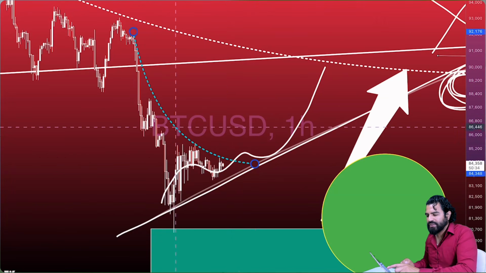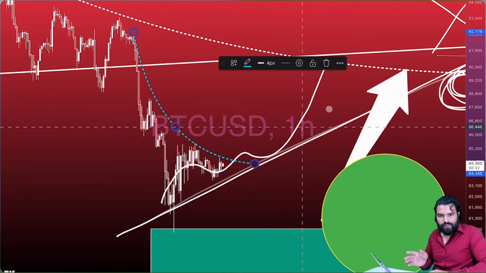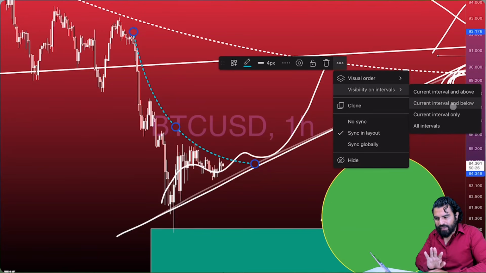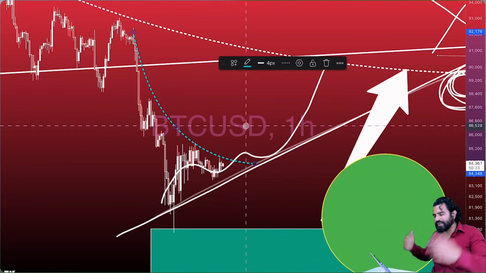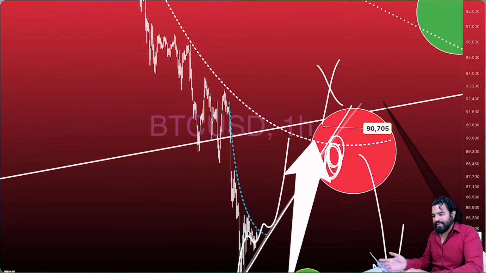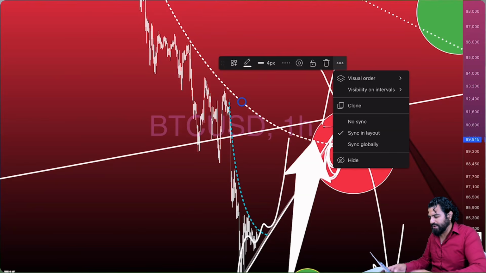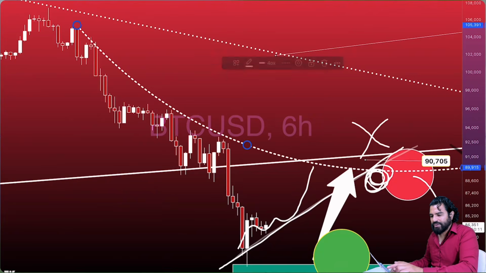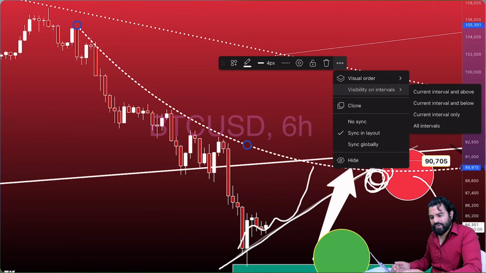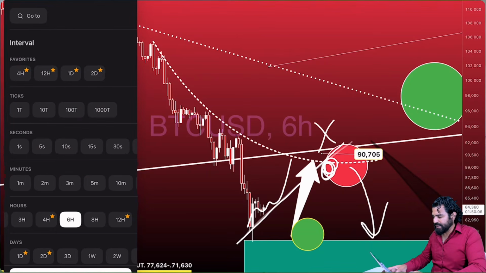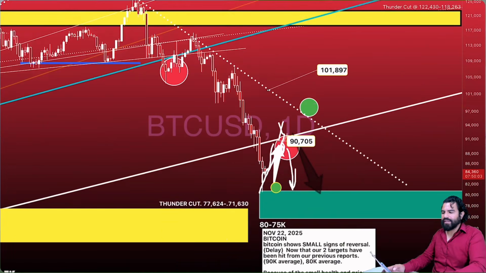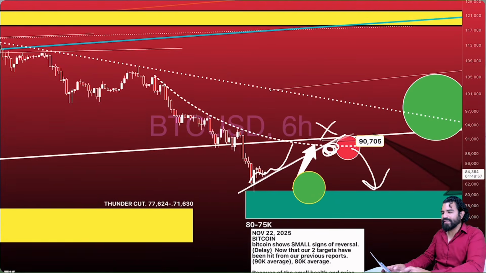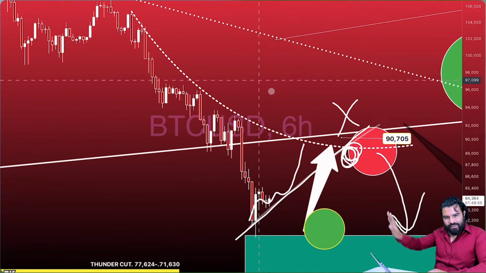When we draw this, make sure you turn on your intervals, the 3 dots, visibility on interval. I want this current interval and below, so that when I show my daily chart, I'm not seeing this line. I really want this on the interval where I drew it, which was the 6 hour. So they don't mess up my chart and I don't get too cluttered. Visibility on interval, current interval and below. Now I go to the daily chart and I won't see those unless I'm intraday trading. All I see is the larger move. But if I go down to the 6 and 1 hour, I can see all of that smaller stuff I started drawing. Here's my 6, so I understand the story.